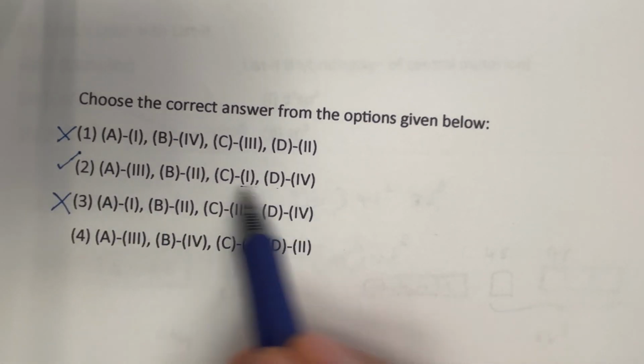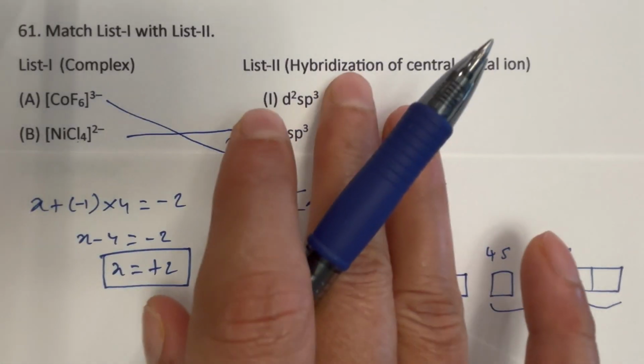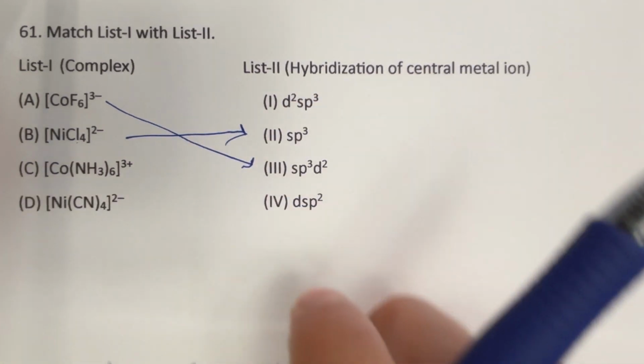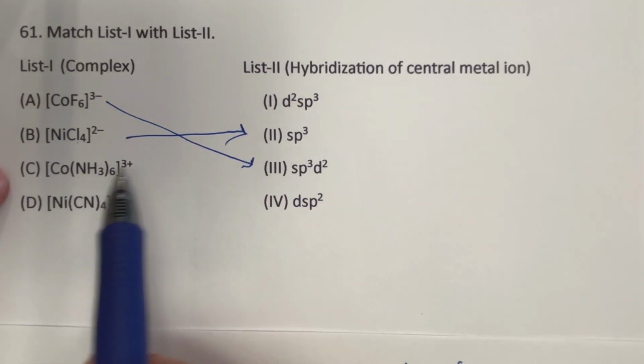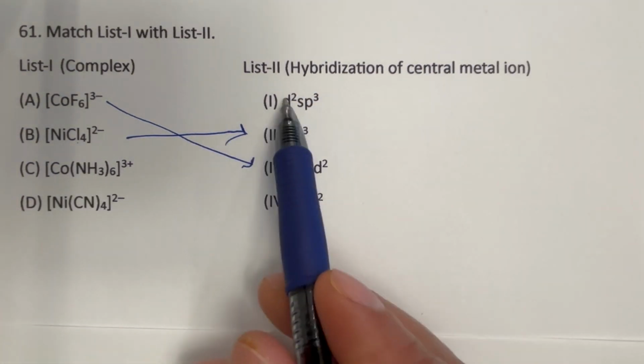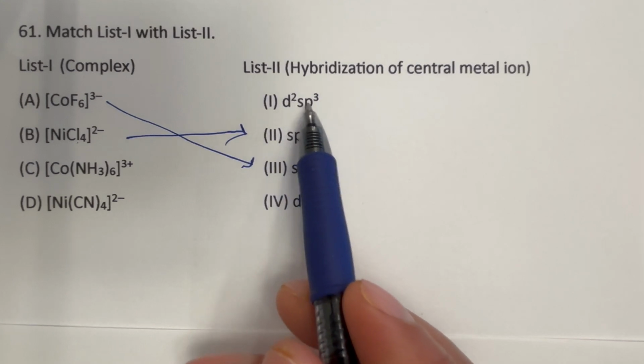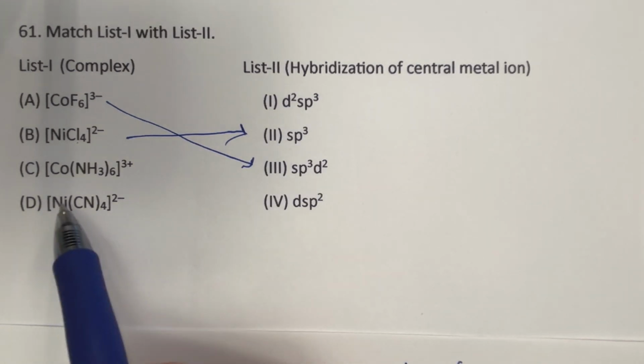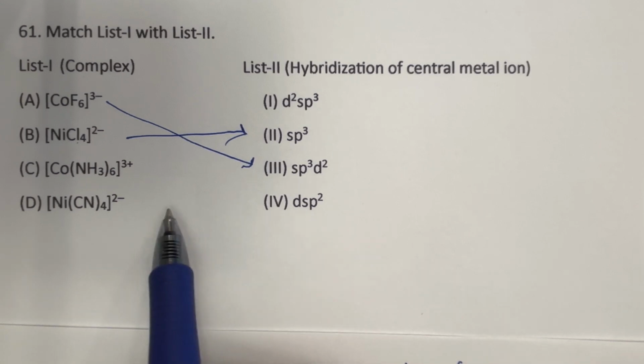You can work out the remaining 2 yourself. We have 2 more complexes here, but you can work it out. You can cross check. C has to match with d2sp3 and D has to match with dsp2. So you can work out yourself for these 2.